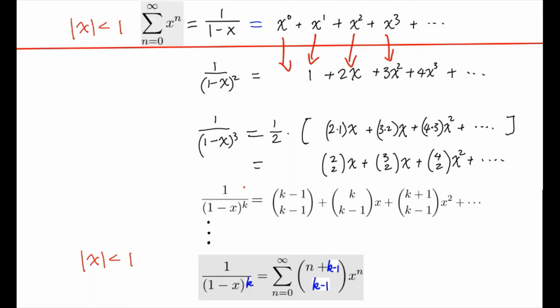When we have 1 divided by (1 minus x) to the k power, this is equal to the sum of the binomial coefficients of k minus 1 and so forth, times x to the n. So this is our formula that we're going to be using in today's problem. By the way, this is also just the same thing as this over here. So let's move on to our problem.